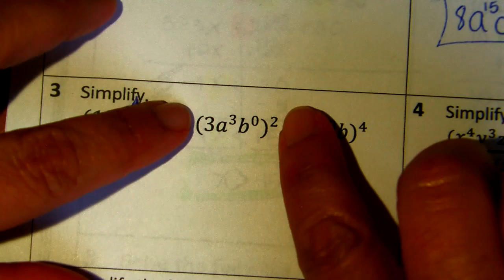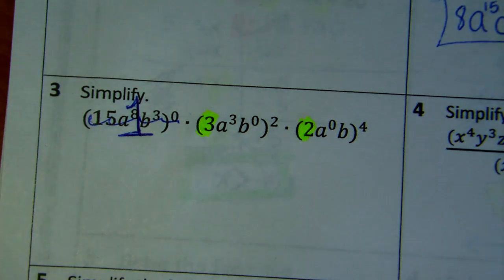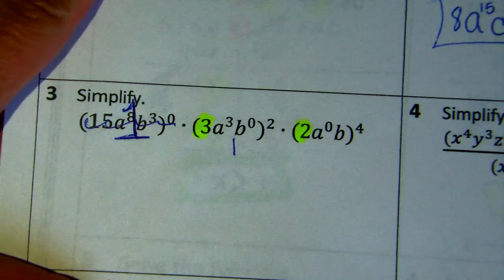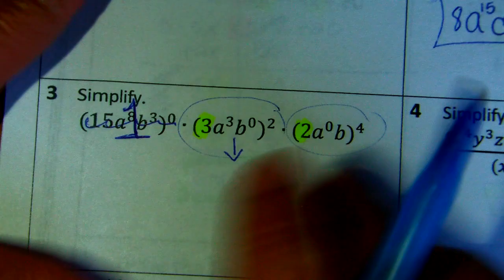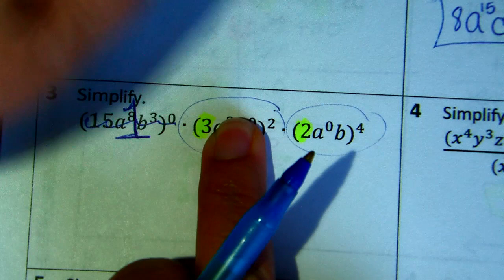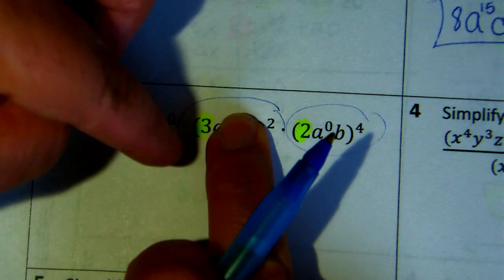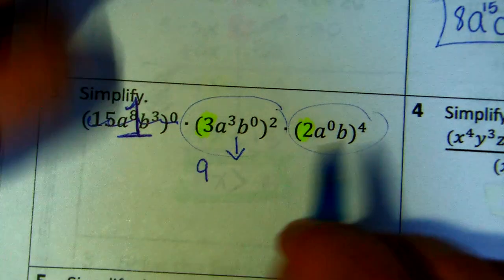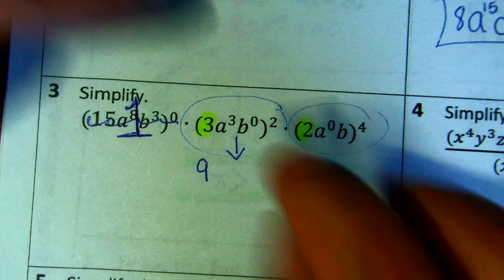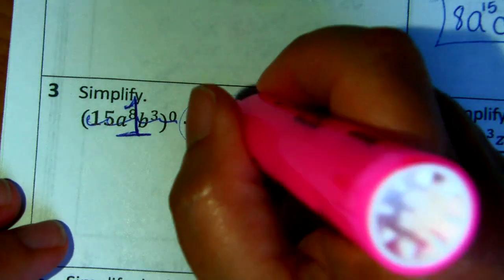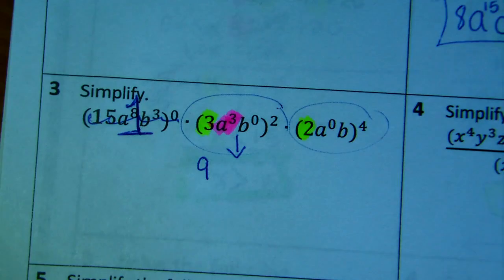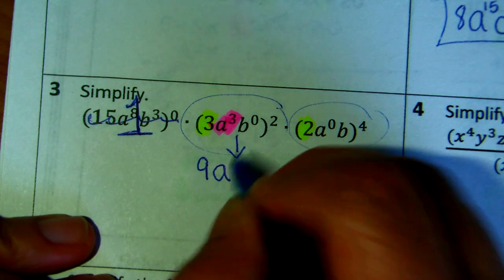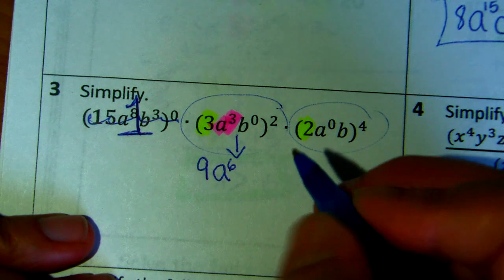All right, so over here, I have coefficients here and here. So what I'm going to do is simplify this one by one. I'm going to simplify this one first. So 3 elevated to the power of 2. What is 3 to the power of 2? 3 times 3 is 9. And then we have a cubed to the power of 2. Power to a power, you multiply the powers. So 3 times 2 is 6.